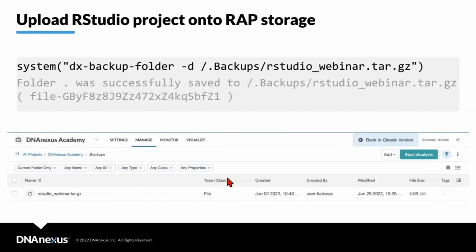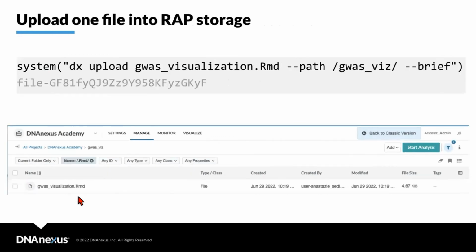Once we are done with our work and we saved everything, we create a new lock file with all of the libraries, and we will use DX backup folder, where we specify where we want to make a backup. Then in our permanent project storage, we will see the gzip file with our RStudio project. Or if you don't want to work with renv so far and you just want to try it the usual way, you can use DX upload and just upload, for example, your code, because we did not generate any output files.